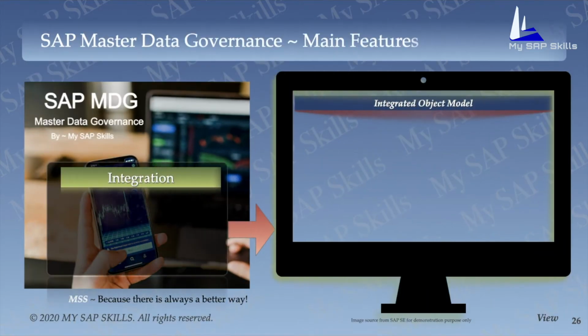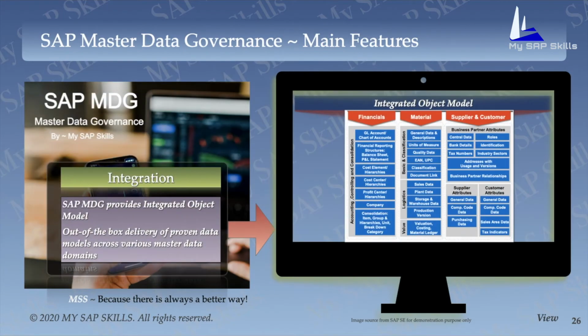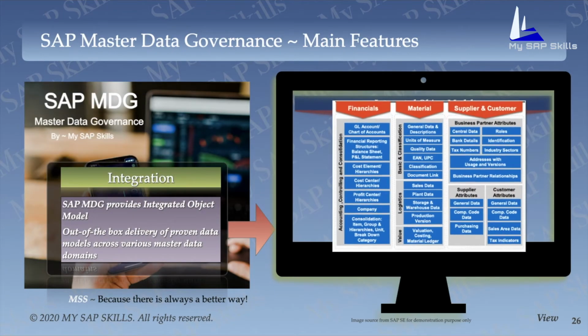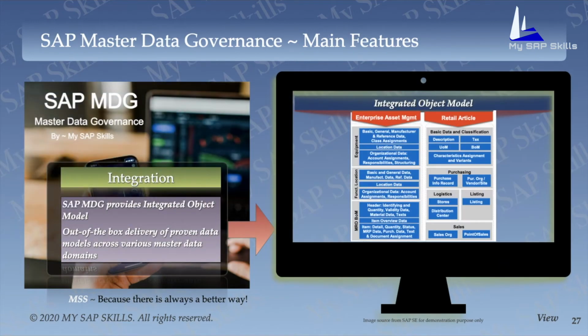Integration is another key feature of the SAP Master Data Governance system. SAP MDG provides an integrated object model, out-of-the-box delivery of proven data models across various master data domains. As you can see on the screen, there are different organizational models with which SAP MDG can be enhanced. Financials data model, which includes GL, cost element and hierarchy, cost center and hierarchy, profit center or hierarchy. Material master, supplier and customer, which come under the business partner data model. Enterprise asset management, retail and fashion management.